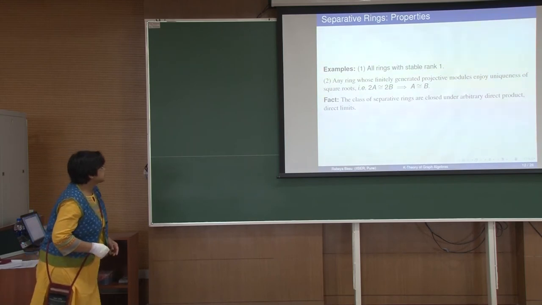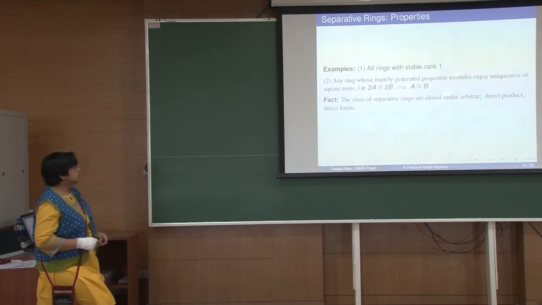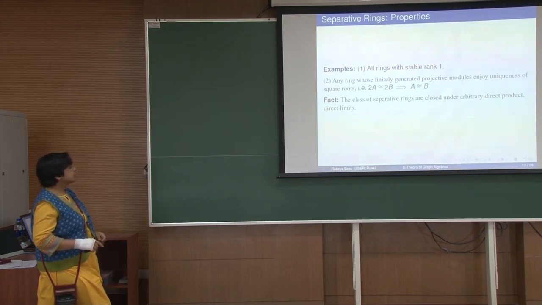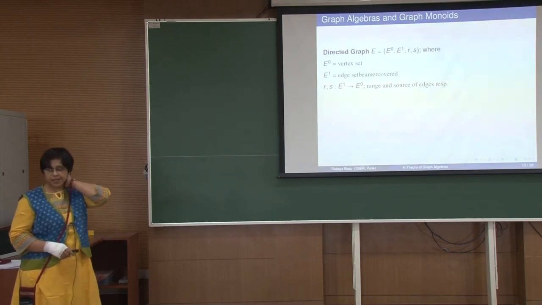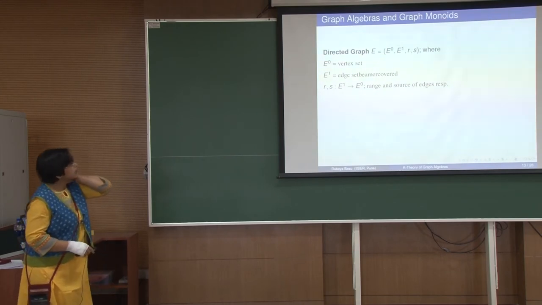So the class of separative rings is closed under arbitrary direct products and direct limits. Remember these things, because after some time I am going to use this fact that it is closed under, that means commutes with, direct limits. Now we have defined the exchange property, refinement property and separative property.